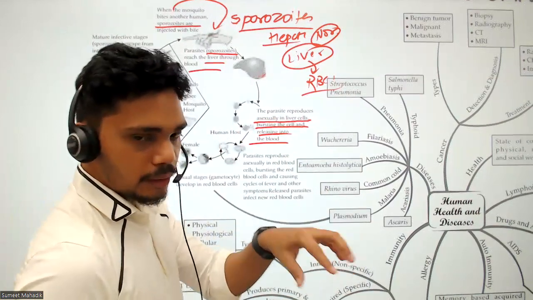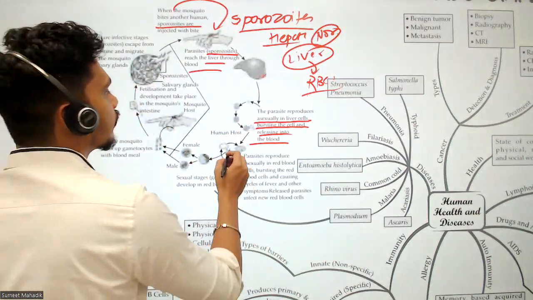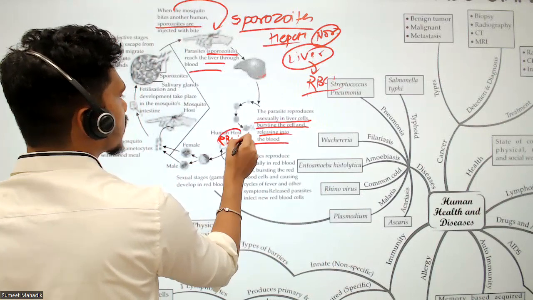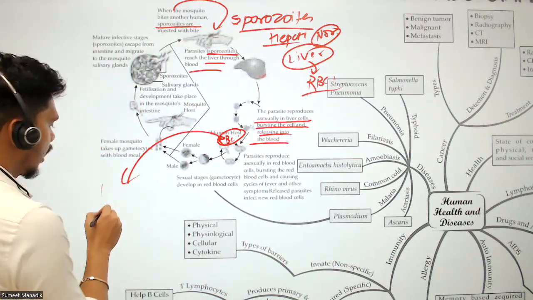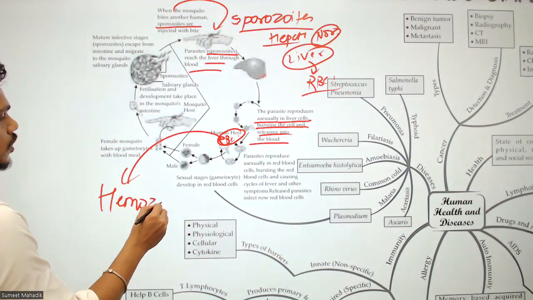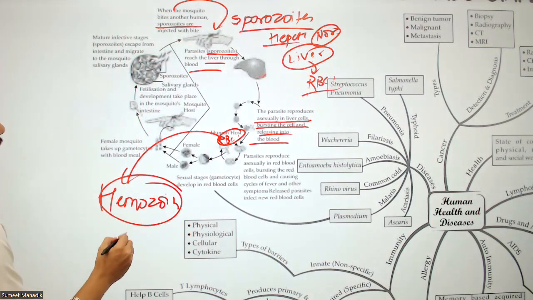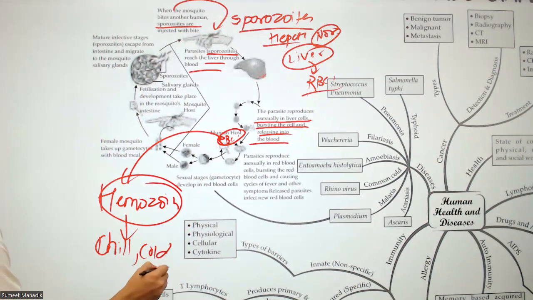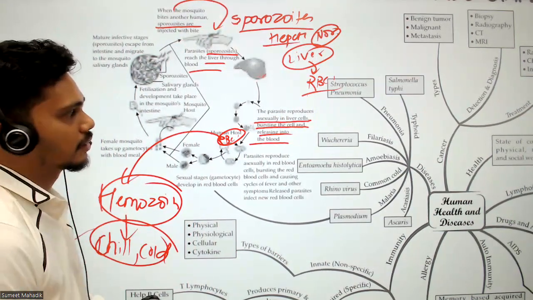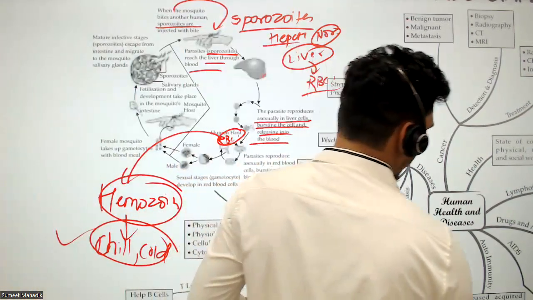Once they come into the blood, what is going to happen? They infect the RBC. Once the RBC is ruptured continuously, hemozoin is secreted in the blood, and this is responsible for chill and cold. So these are very important symptoms in plasmodium.